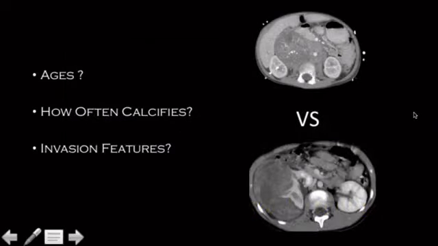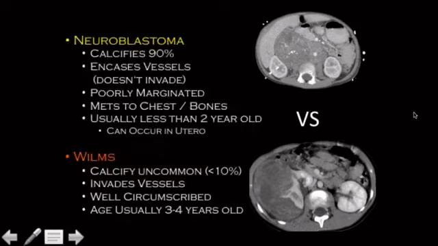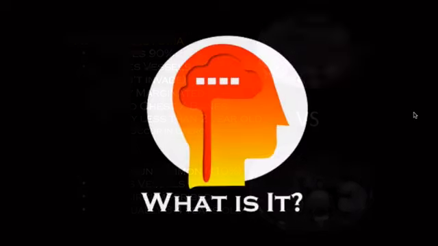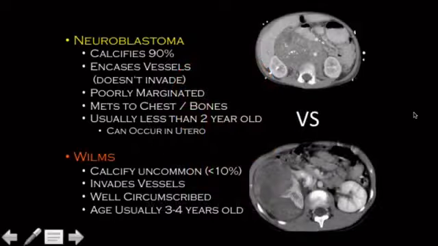So reviewing some more trivia here. Remember the age difference. Neuroblastoma tends to occur in younger kids. You can be born with a neuroblastoma. You cannot be born with a Wilms tumor. Neuroblastoma tends to calcify more often, and Wilms tends to invade into vessels like an RCC likes to invade into the renal vein. Wilms does that too, whereas neuroblastoma tends to wrap around vessels, more like a lymphoma. All right, I'll go back to that to give you a chance to read it. It's basically saying the same thing that I said.